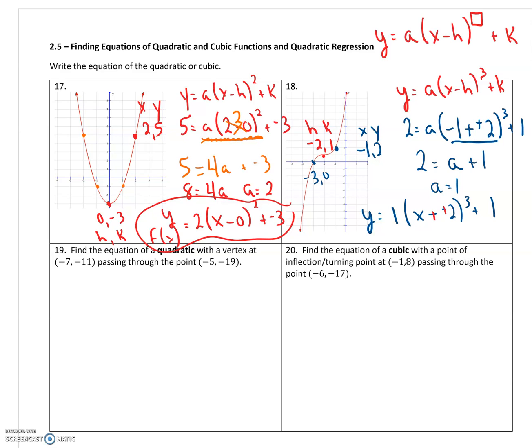All right, so 19, we have a quadratic, and 20, you have a cubic. So I'm going to let you do those. Just remember to use the correct format.